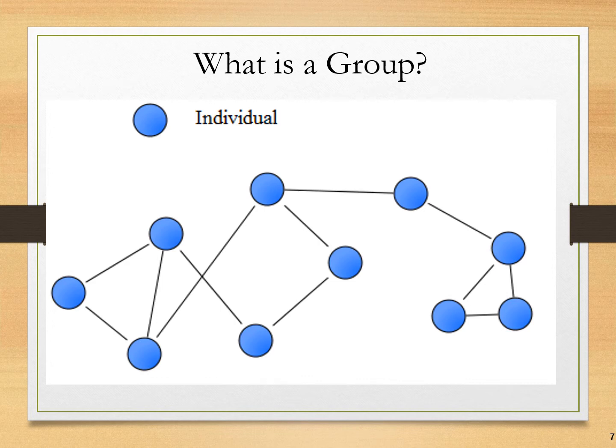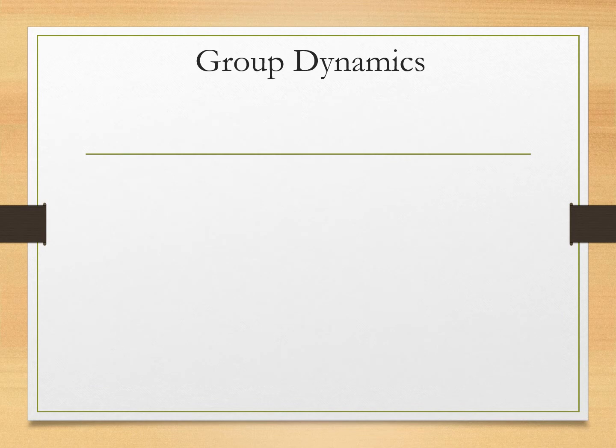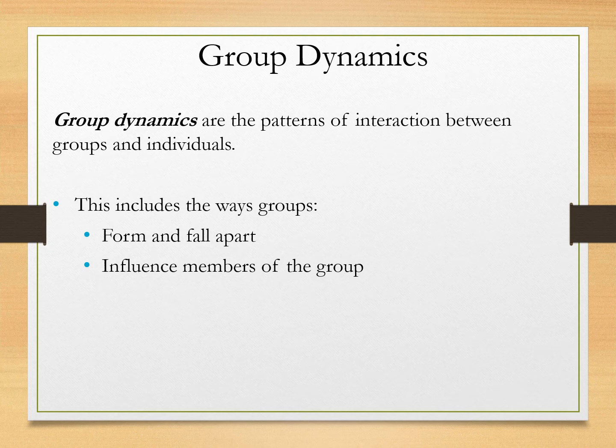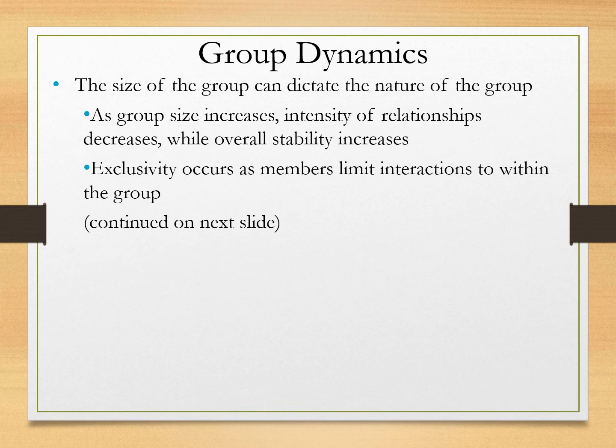Okay, now let's talk a bit about group dynamics. Group dynamics are the patterns of interaction between groups and individuals. So this is how groups operate, this is how groups behave. Group dynamics can include the way groups form and fall apart. It can also include how groups influence members of the group.